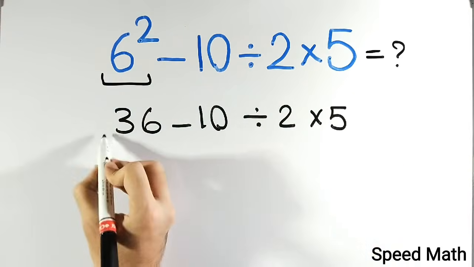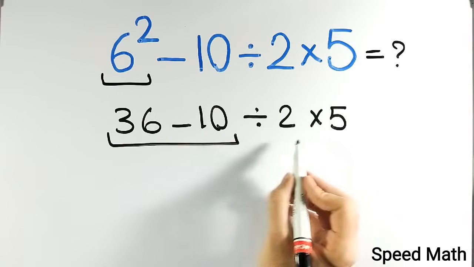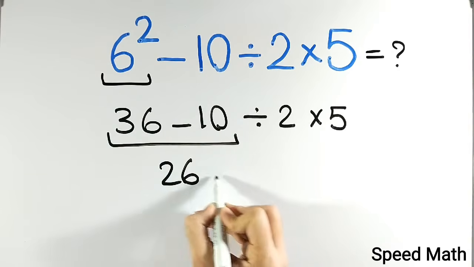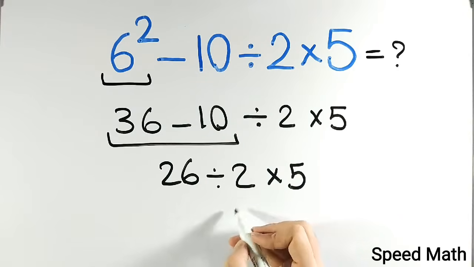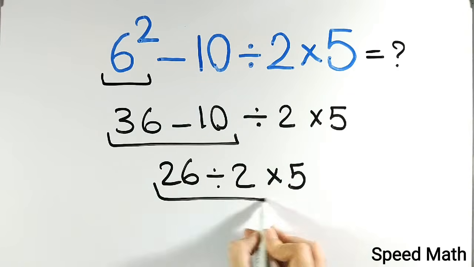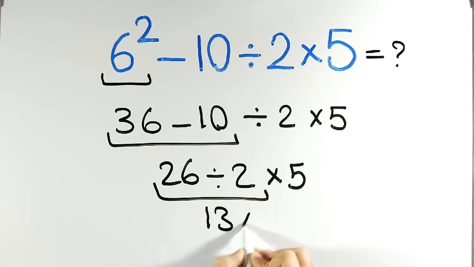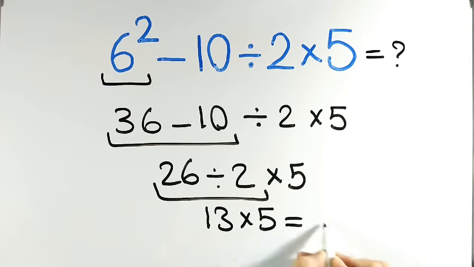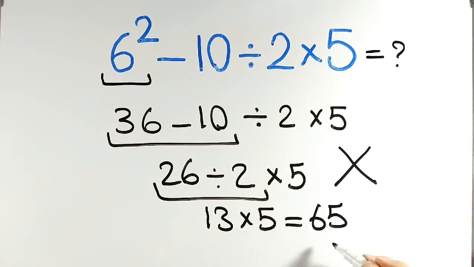And the next step, they go for the subtraction between 36 and 10, and write this expression as 26 divided by 2 multiplied by 5. And the final step, they go for the division between 26 and 2, and instead of this expression, they write 13 times 5, which finally gives them the answer 65. However, this answer is absolutely wrong.